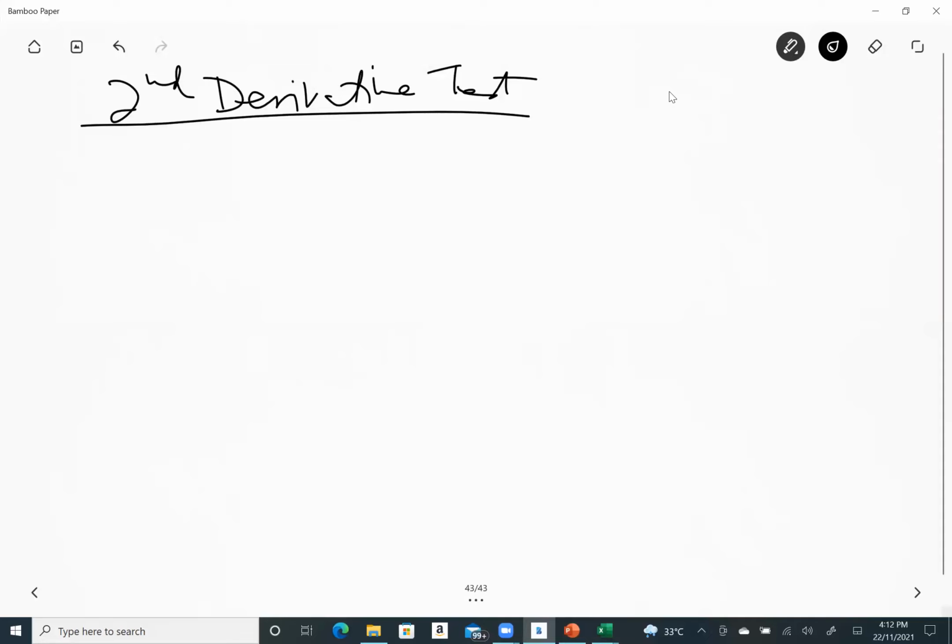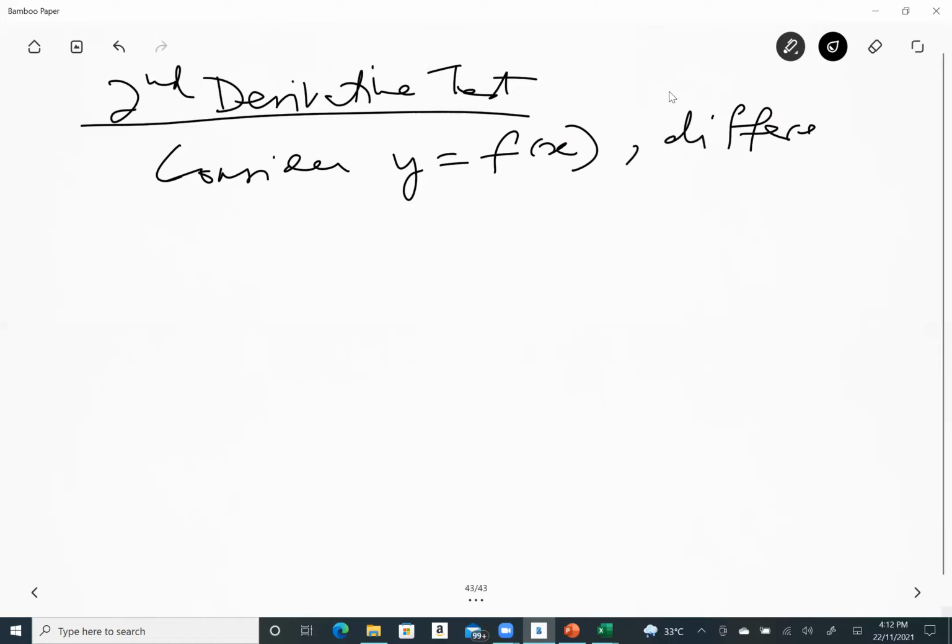Okay, let's continue with the second derivative. We have the function y equal to f of x, and I'm going to state the test formally. You have the function y equal to f of x, and then of course this function is differentiable. That means we can take the derivative, differentiable, and then you want to do the second derivative test.